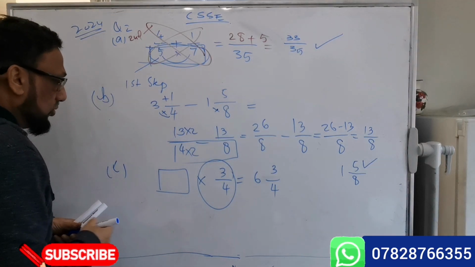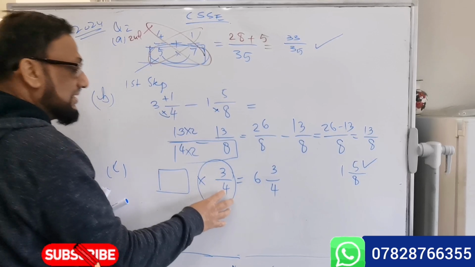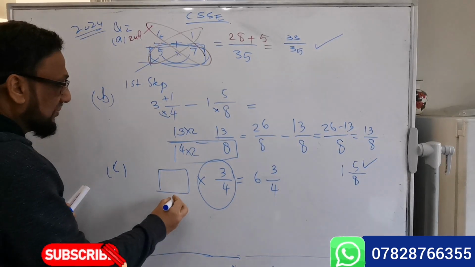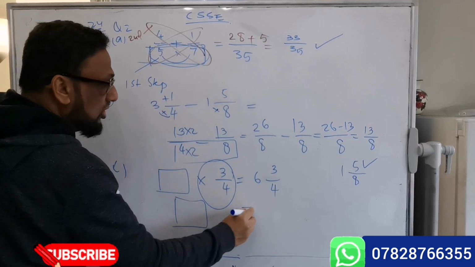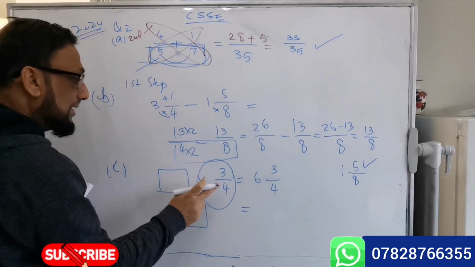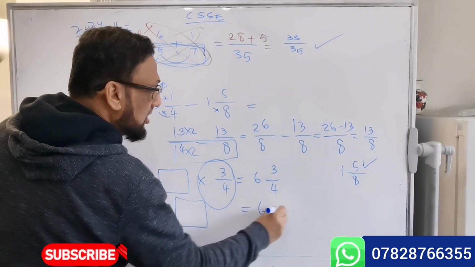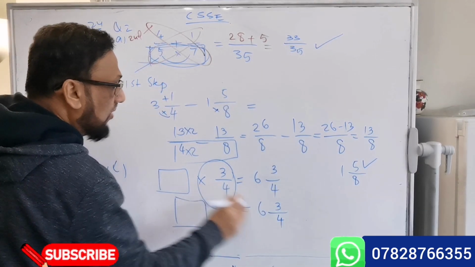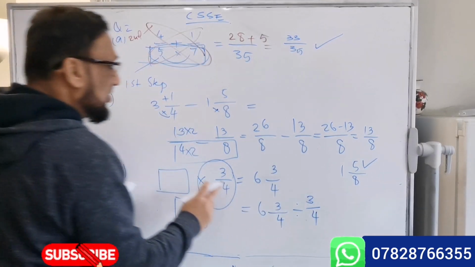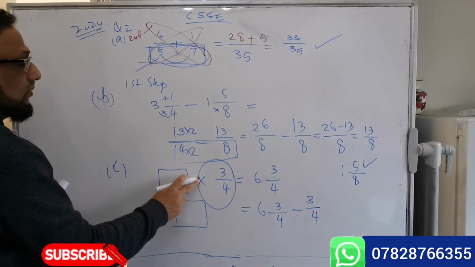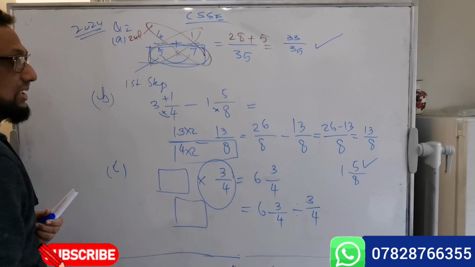Basically, the inverse of times is division. So keep this box here as it is. We are moving this 3 over 4 to this side, and it is going to be changed to the sign of divide. So divide by 3 over 4. The inverse of times is division, and the inverse of division is times.